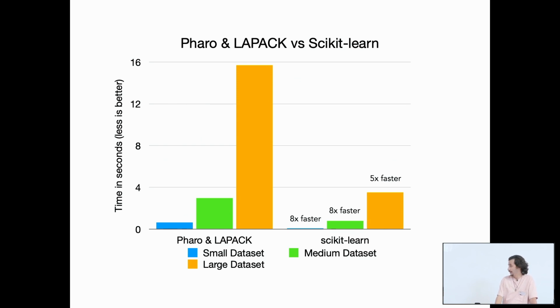So the first number that we have is that Pharo and Lapak is up to 8 to 5 times slower than scikit-learn. That's normal, because scikit-learn is a state-of-the-art library that has a lot of state-of-the-art optimizations. And as you can see, this is also good. For the small and the medium data set, we are 8 times slower, or scikit-learn is 8 times faster. But for the large data set, we are only 5 times slower.